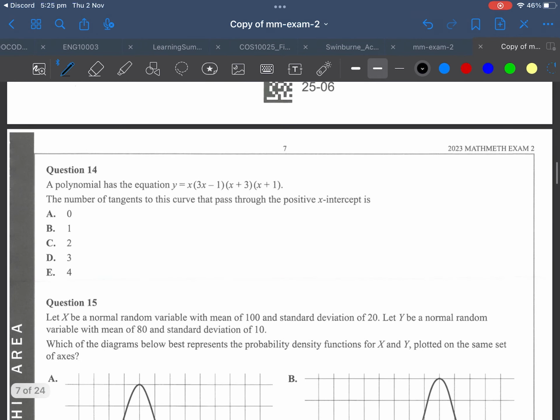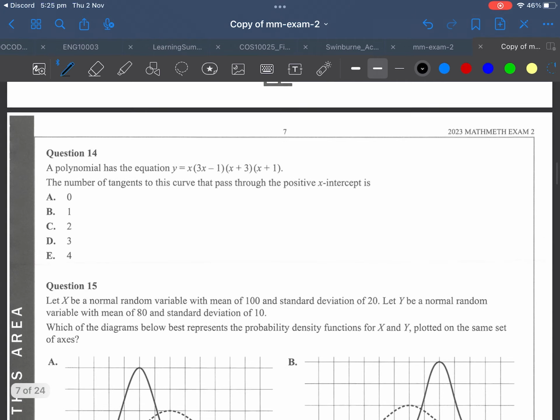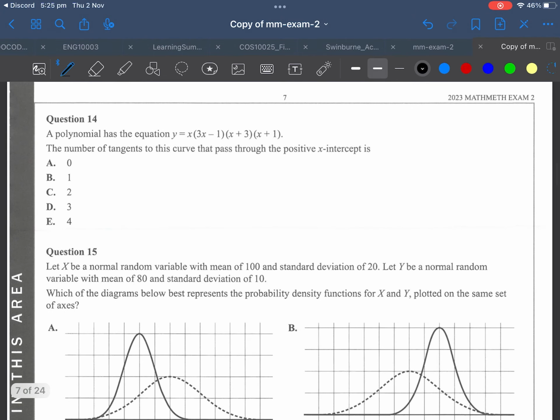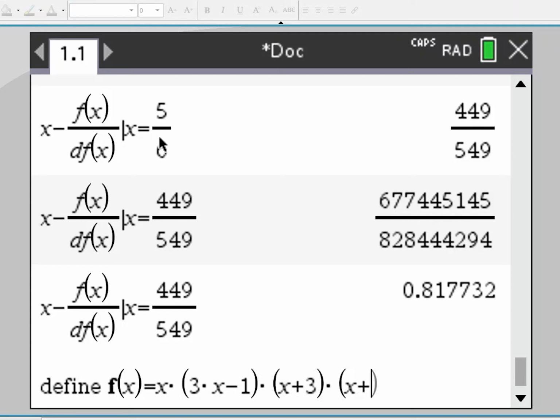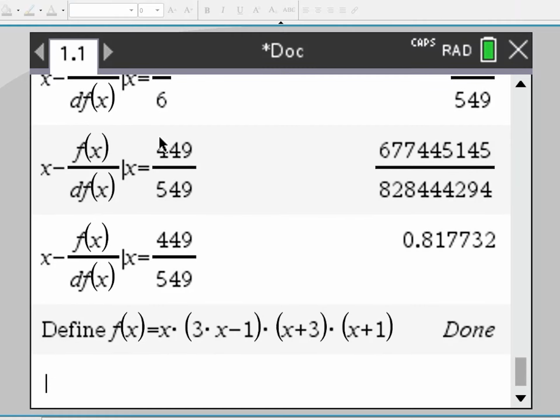Fantastic so far. We're getting all the answers in the options, so that is a very good sign. Alright, question 14. A polynomial has the equation of this. The number of tangents to this curve that pass through the positive x-intercept is. Right, so I think I need to graph this real quick first. So what I'm going to do is just define f of x equals x times (3x minus 1) times (x plus 3) times (x plus 1). Okay, and now let's graph this.